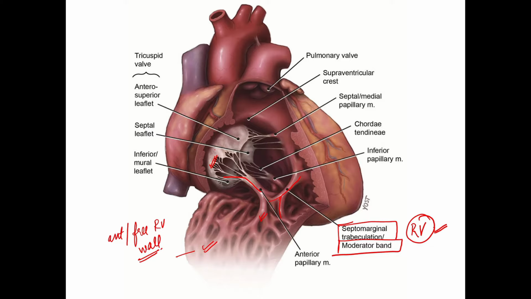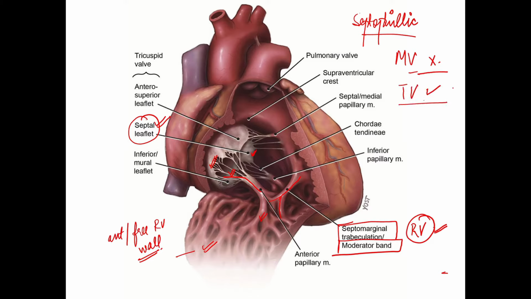Then we have an anteroseptal leaflet, an inferior leaflet, also known as the mural leaflet, and a septal leaflet. The septal leaflet is attached via chordae to the septum of the RV. The septal leaflet is specific to the right ventricle, and the tricuspid valve is also known as a septophilic valve, since it has a septal leaflet. The mitral valve does not have a septal leaflet. The tricuspid valve has a septal leaflet and therefore is known as a septophilic valve.